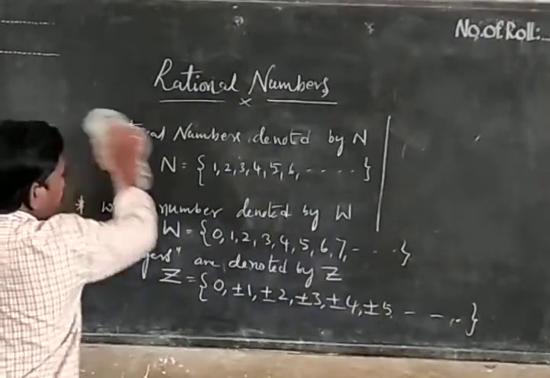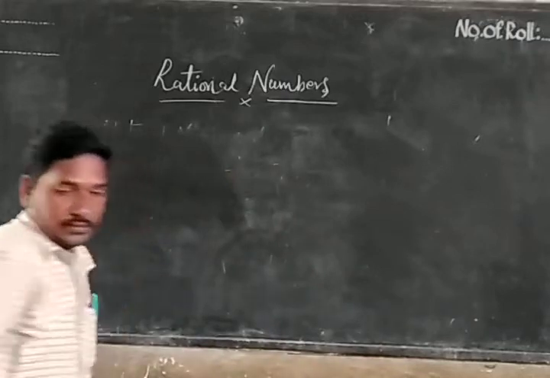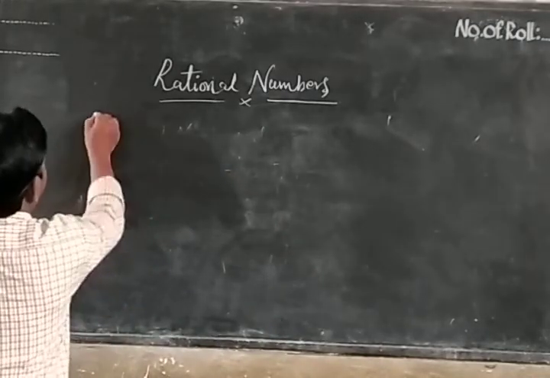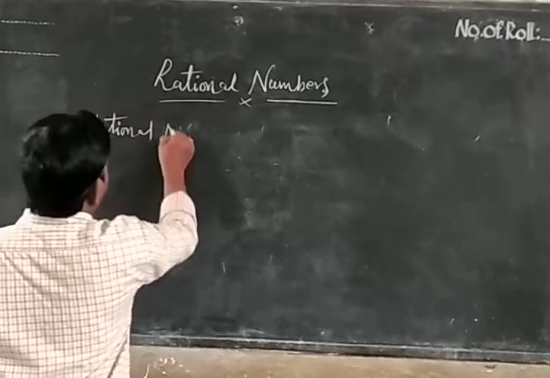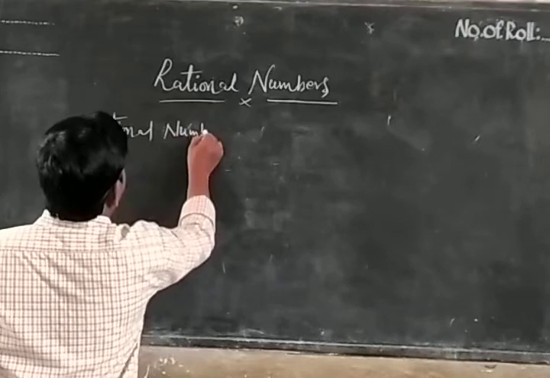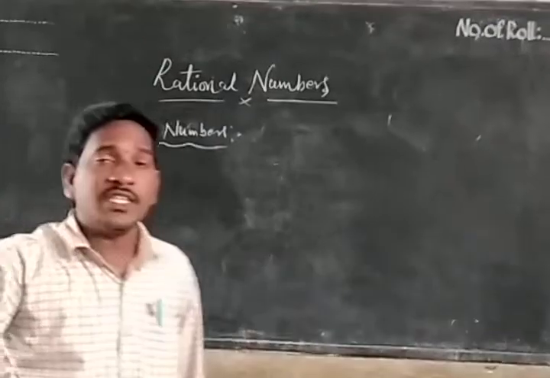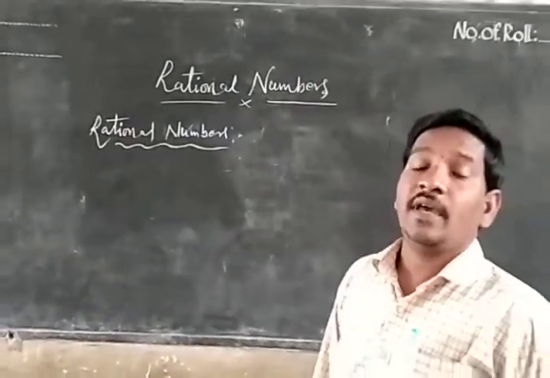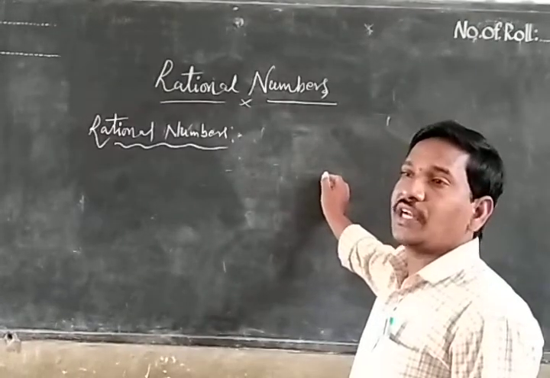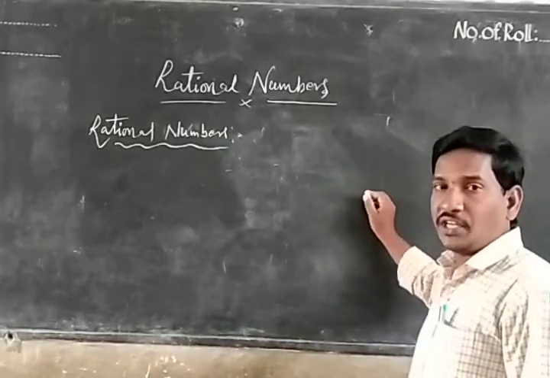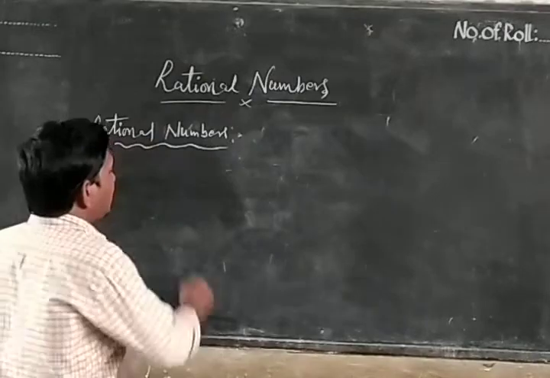So now discussing rational numbers. Rational numbers mean which numbers can be written in the form of P by Q are called rational numbers. Here P, Q are integers and Q not equal to 0.